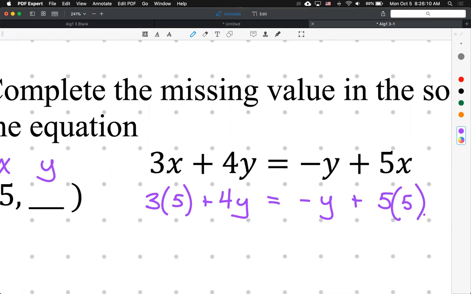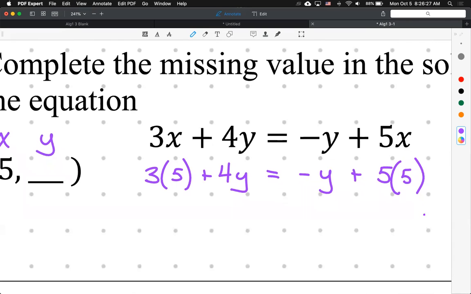Perfect. So Alden has used the information given to us in the problem that says x is 5, and we should be able to now solve for y because there's only one unknown variable. There's not a y and a z, there's just a y. Okay, I need to boil this down a little bit. So I'm going to simplify both sides. Who can read me my new equation after I just do a little bit of multiplication?